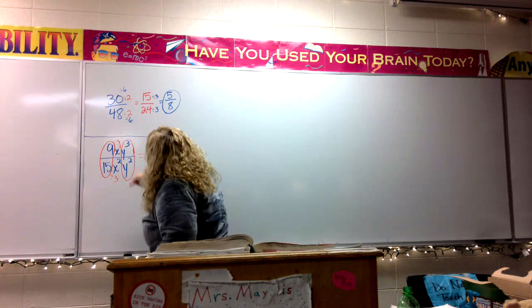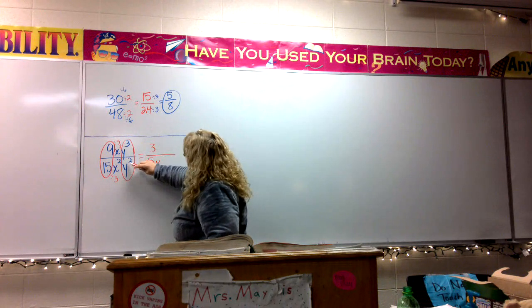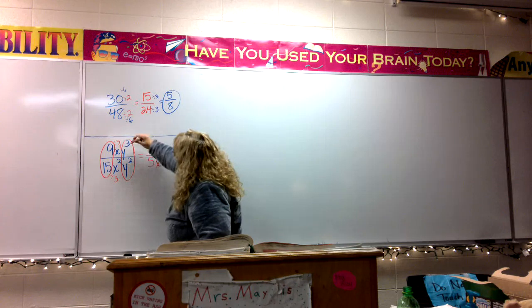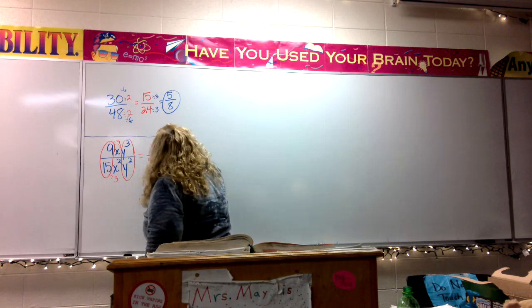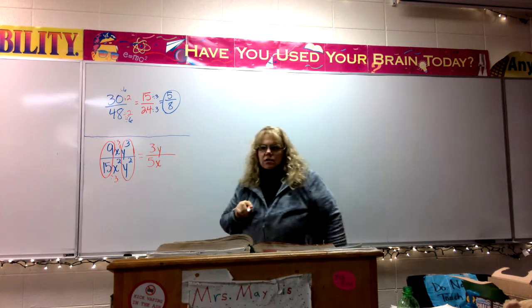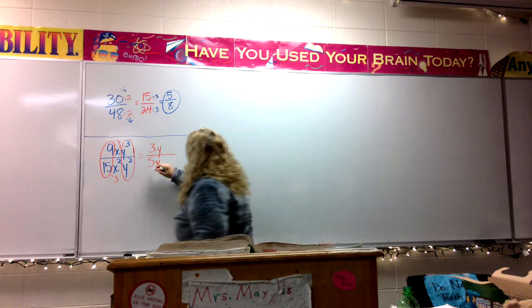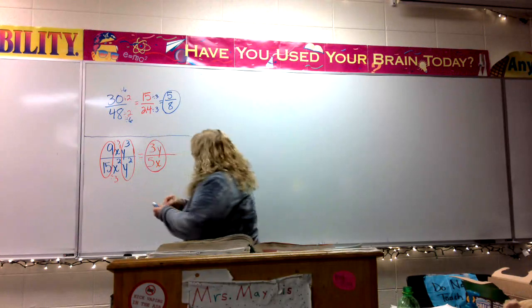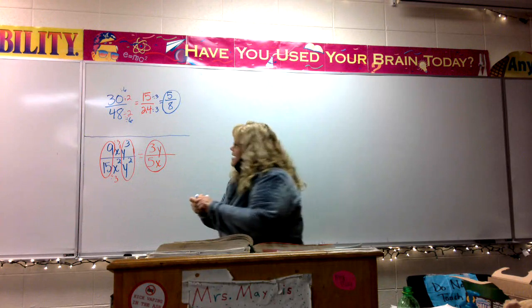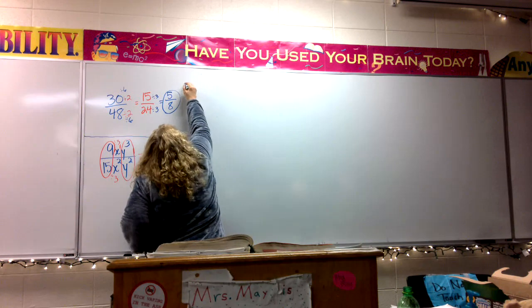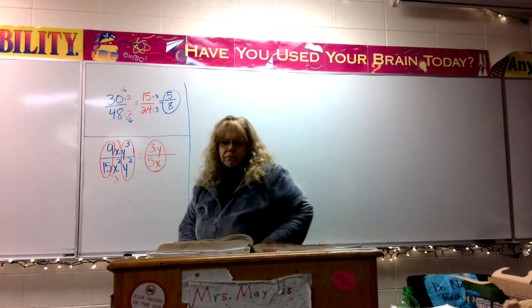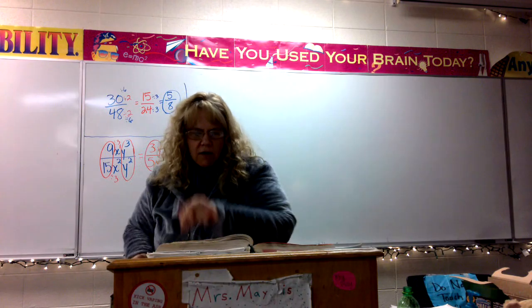Y to the third, y squared. What's 3 take away 2? 1, and the bigger one is on top, so it goes on top of my answer. Remember that? You do? Good. So I think that would just be our final answer then, right? 3y over 5x. What else do we have there?